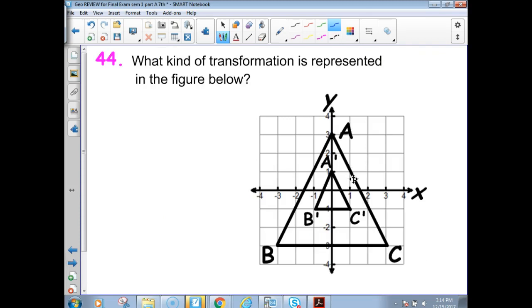What kind of transformation is this? And we missed this on that last test. Dilation. We have had transformations that consisted of reflection, rotation, translation, and dilation. And this would have been a reduction by 1/3.